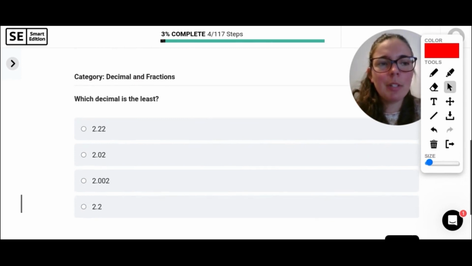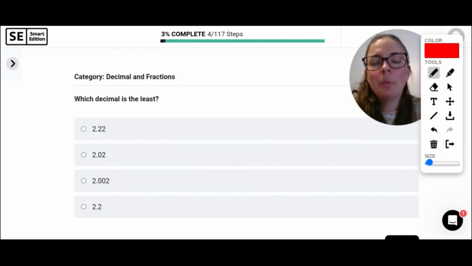All right, which decimal is the least? So when comparing decimals, you want to start in the largest place value and then work your way to the right. So in the ones place, all of these have 2. Now I'm going to move over to my tenths place. So I see a 2, 0, 0, and 2. I'm looking for the least. That means that the 0 is the least.